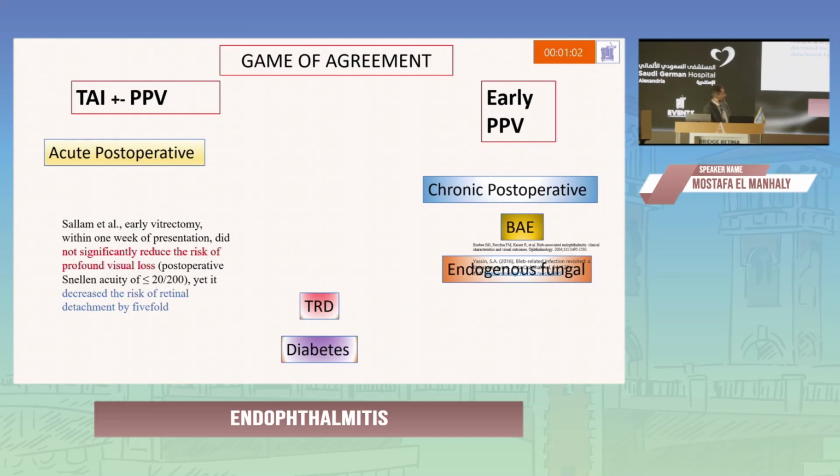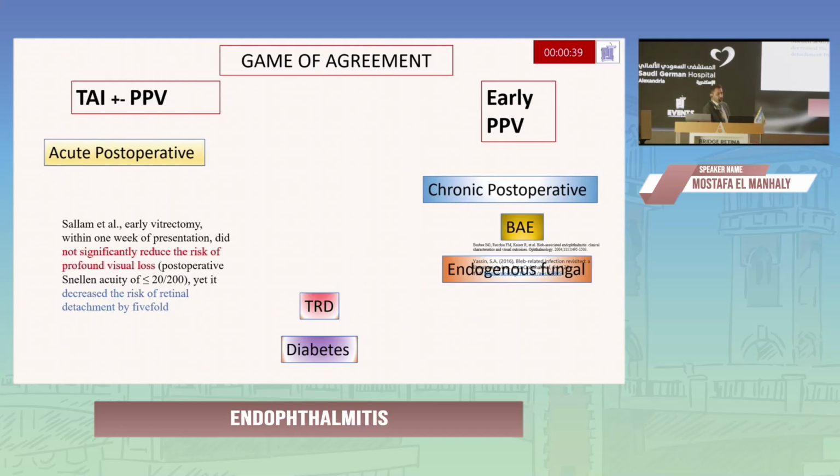I do the opposite. Very rarely in endogenous fungal do I go for vitrectomy. Inject, systemic, wait a lot. My experience in vitrectomized eyes is so miserable. Maybe it's related to the organism. In our country, it's Aspergillus mostly. Maybe it's Candida in the USA. But in the COVID era, we found a lot of Candida.